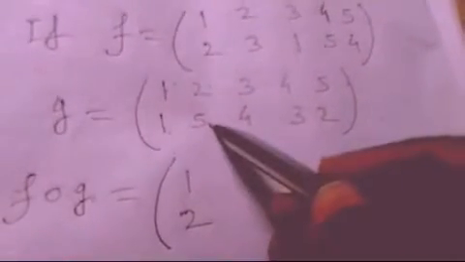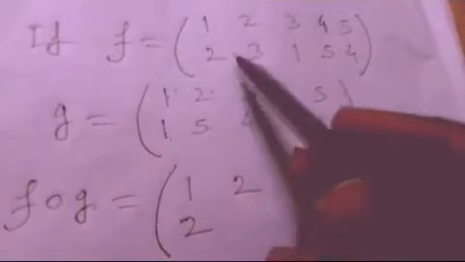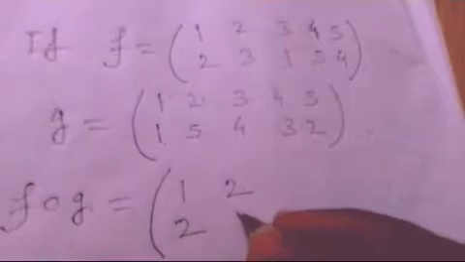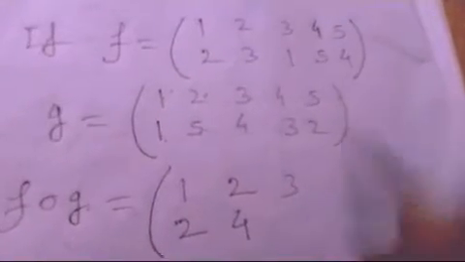By the product definition, 2 is mapped onto 5, and here 5 is mapped onto 4, so 2 is mapped onto 4. Now 3 is mapped onto 4, 4 is mapped onto 5, so we write here.